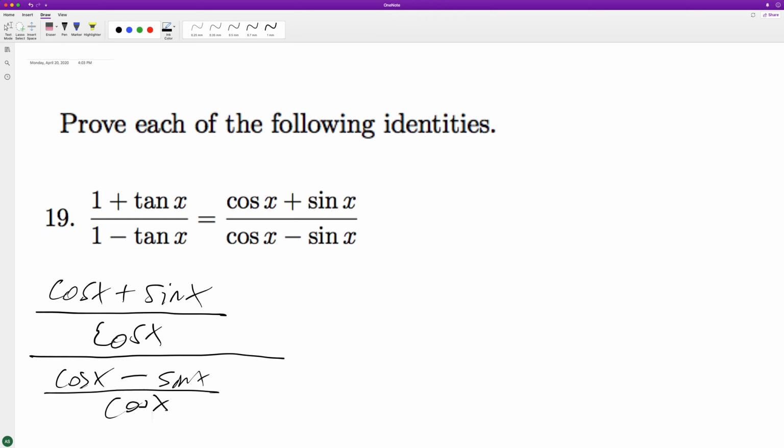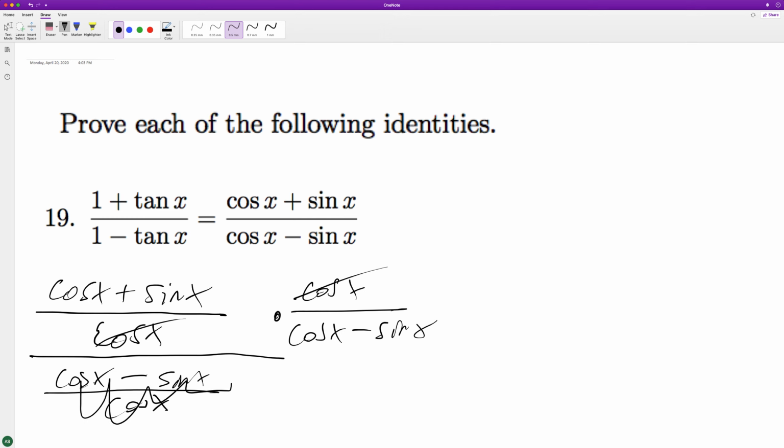If you notice here, we reciprocate this, so it's the same thing as cosine of x over... and that's how we end up with cosine of x plus sine of x over cosine of x minus sine of x, which is what we have here. And that's it.